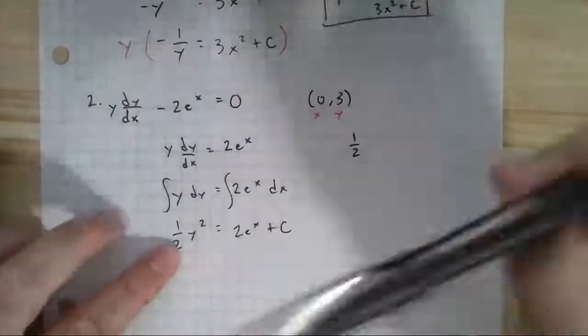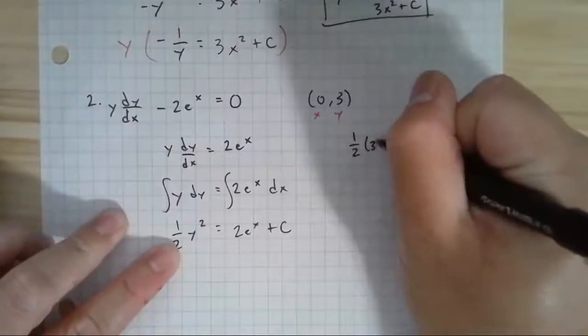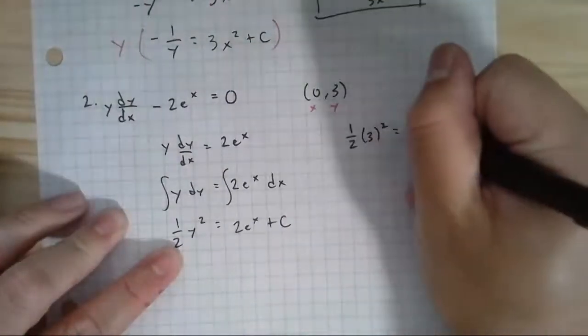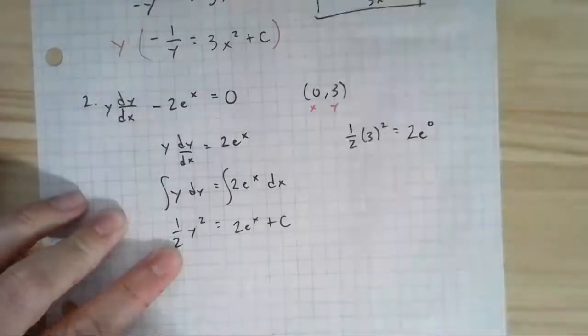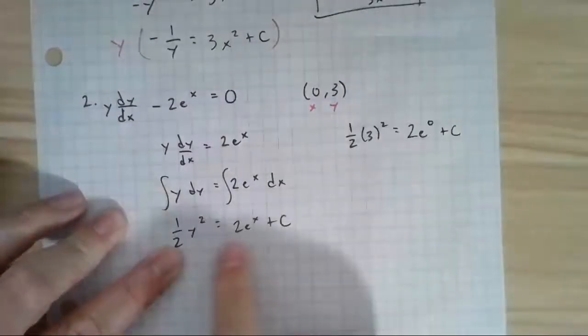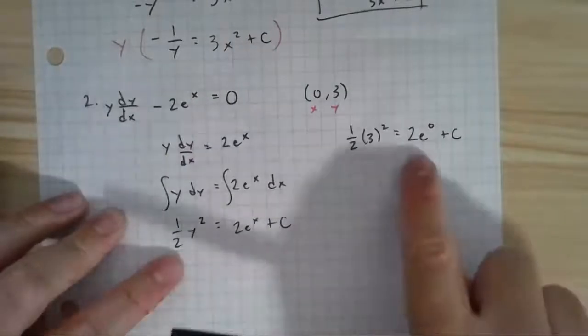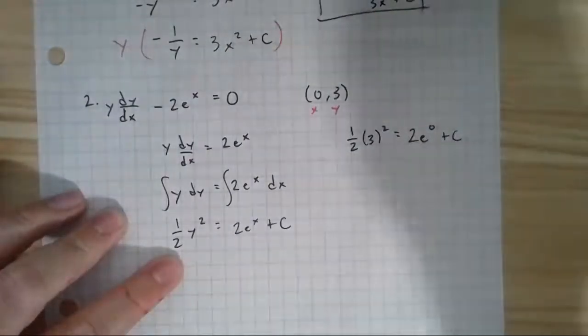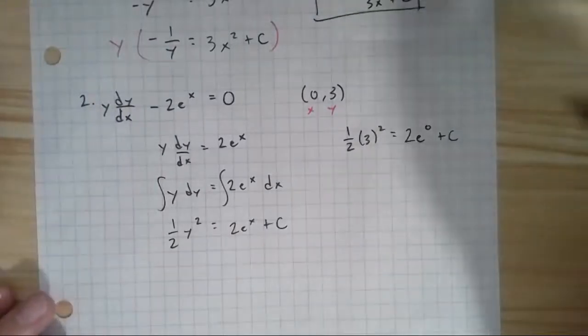So if I plug in my y value, I get 1/2 times 3 squared is equal to 2e to the 0 plus c. So I decided not to go ahead and move anything yet, because all I really need is that the e to the 0 will go away, right? So I think it's pretty manageable to solve for c here.